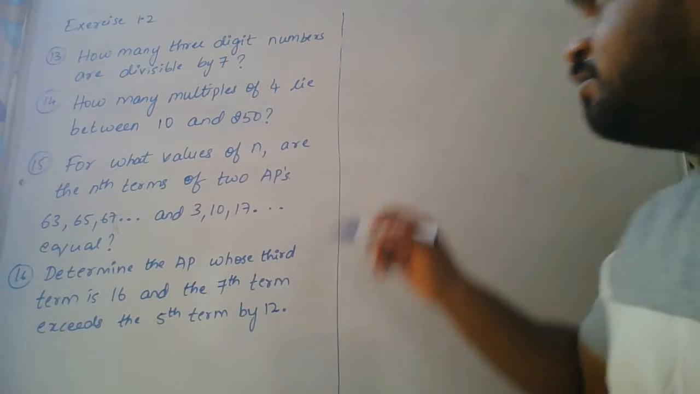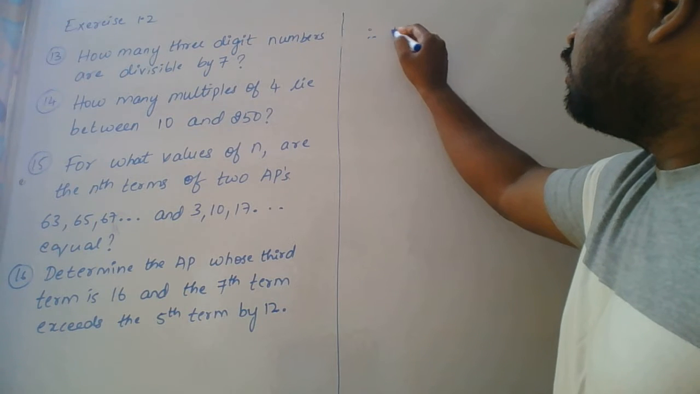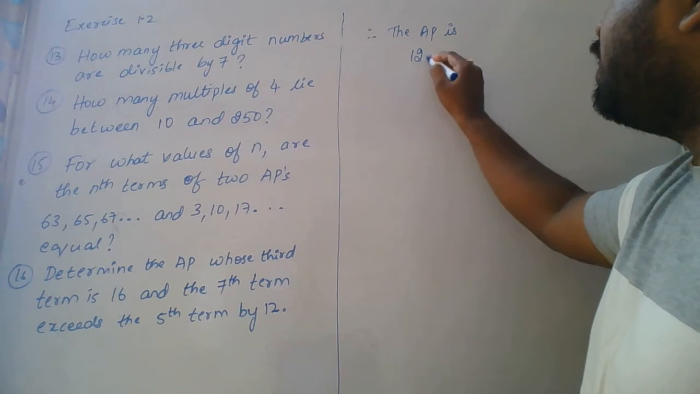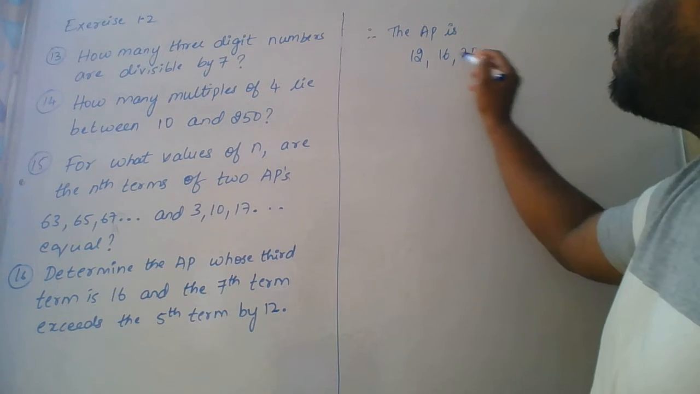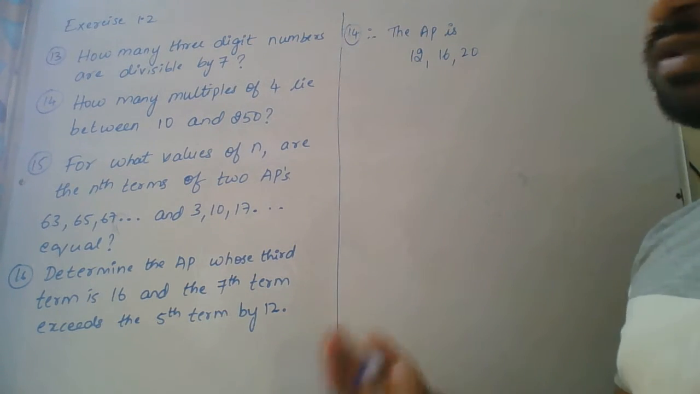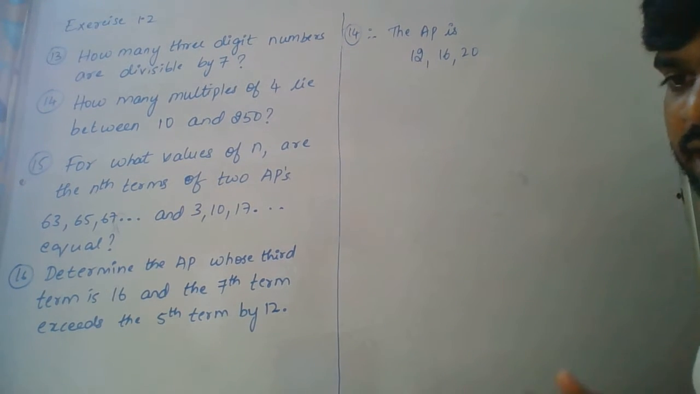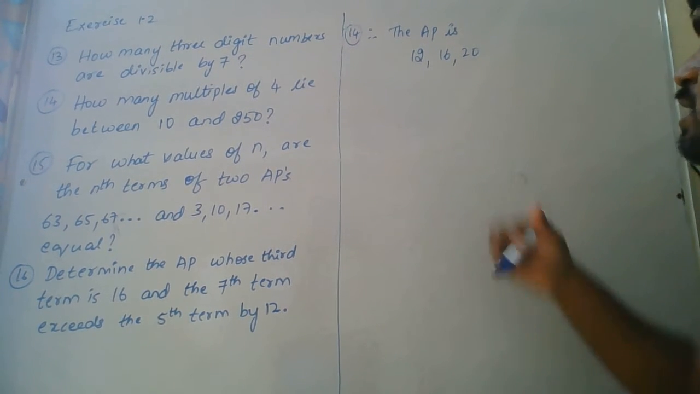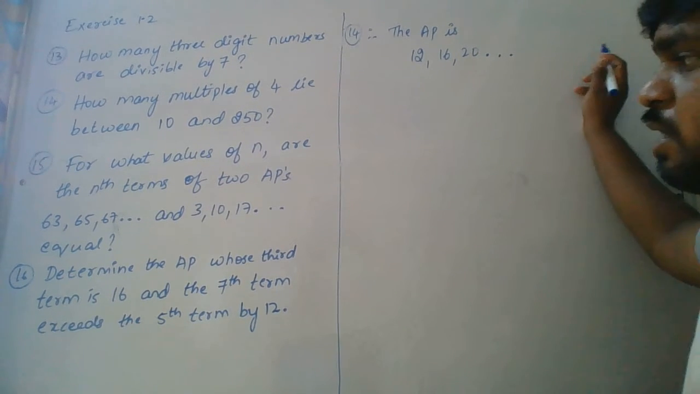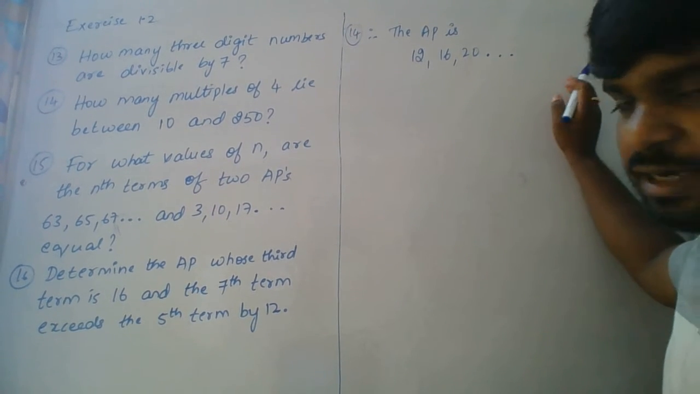So it's very easy. The AP is, the first number will be 12, 16, 20. It's very easy, isn't it? Numbers divisible by 4: after 10, 11 is not divisible by 4, 12 is divisible, 16, 20, so on. 250, we can't take it.